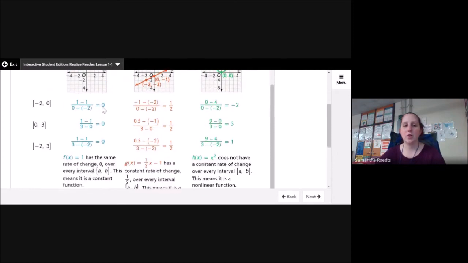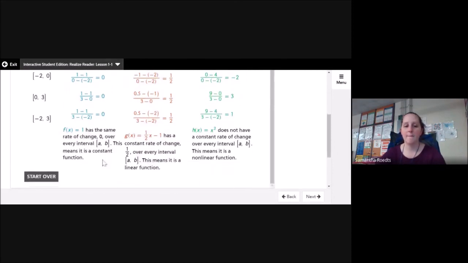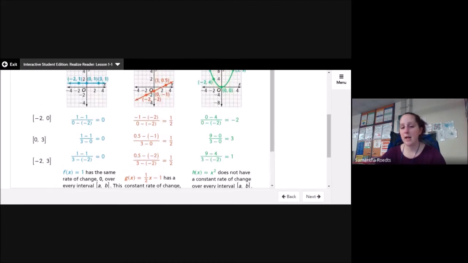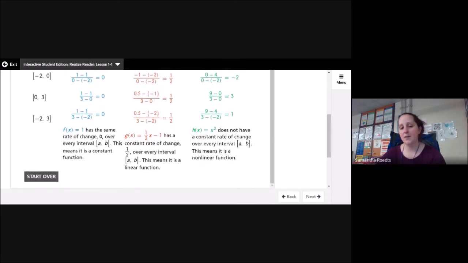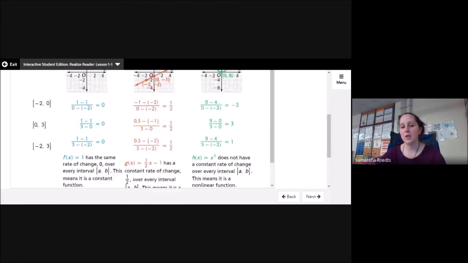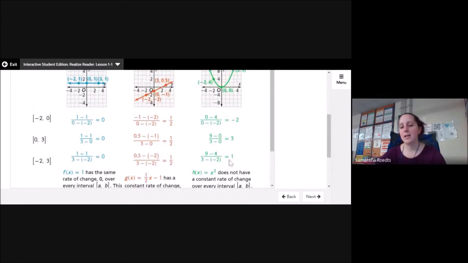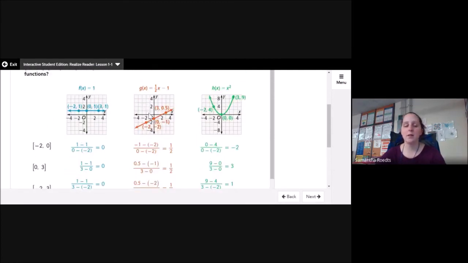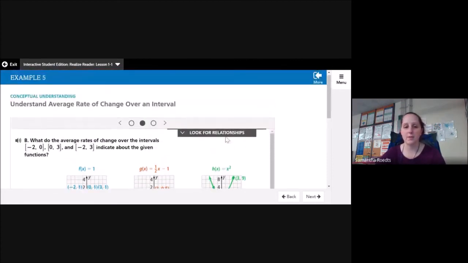So they took each one. Notice here it's all 0. So it's constant, but there's no rate of change. Here it's constant. It's all 1/2. Okay, so it's a linear function. And here it's a nonlinear function. So basically linear means it's a line. So it's constant and it's a line. Here it's not constant, so it's not linear. So it's not going to be a straight line. It's a parabola or a hyperbola or something along those lines.